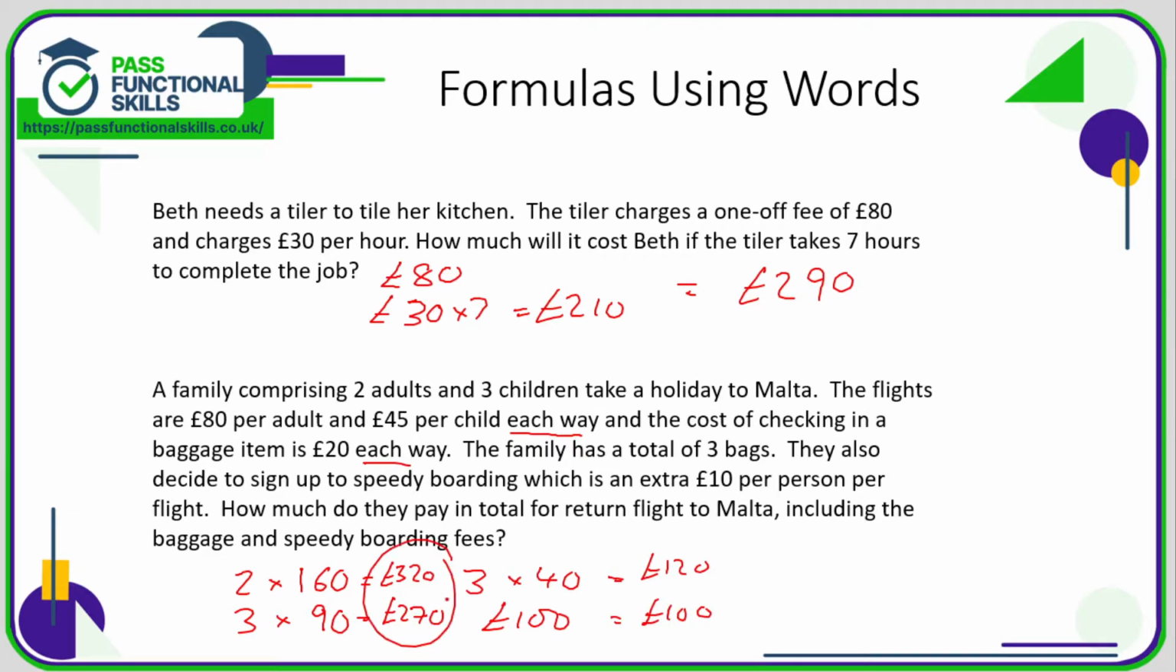So let's just combine these two straight away. 590 plus 220 comes to 5, 6, 7, 8, a total of £810. This one was probably a bit more complicated. There's quite a few things to factor in, but it's again just being logical, making sure you've understood that it's each way, so singles, not returns, for those prices.